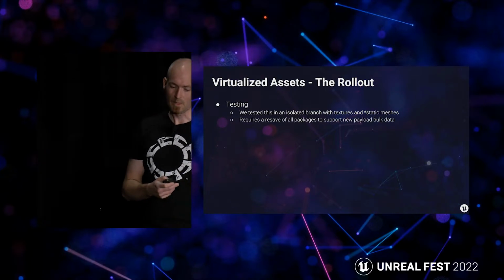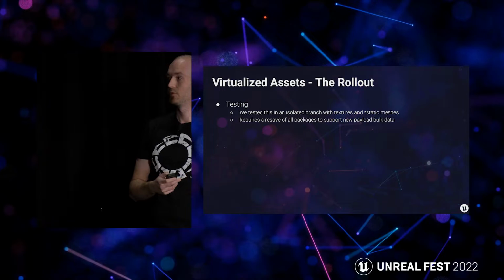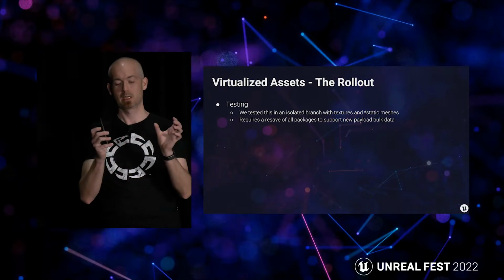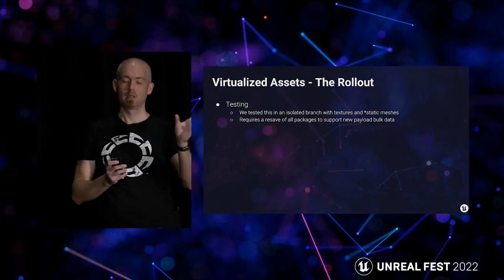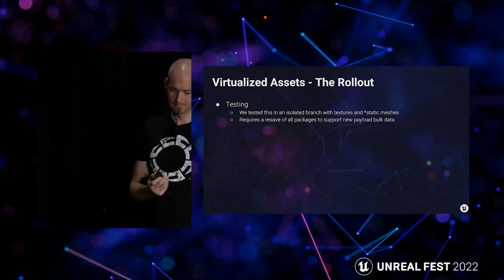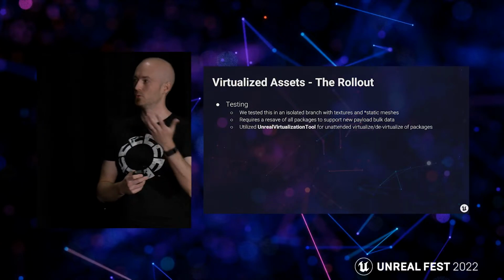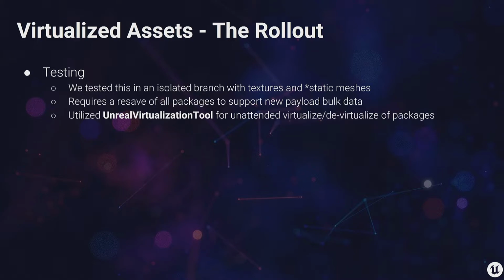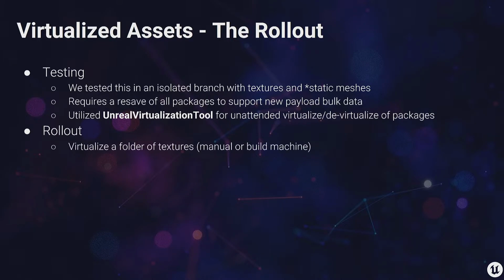So basically, to roll it out, we went through and saved all our packages, which splits the asset into the bulk data payload portion and the metadata portion that Grace alluded to earlier. And there's a great little tool in Unreal called the Unreal Virtualization Tool, which gives you the ability to run virtualized and devirtualized content in bulk. Then we picked folders one at a time and virtualized textures just to see how it works.